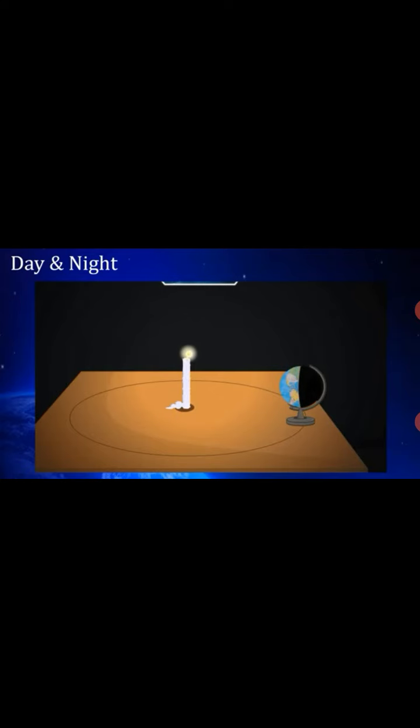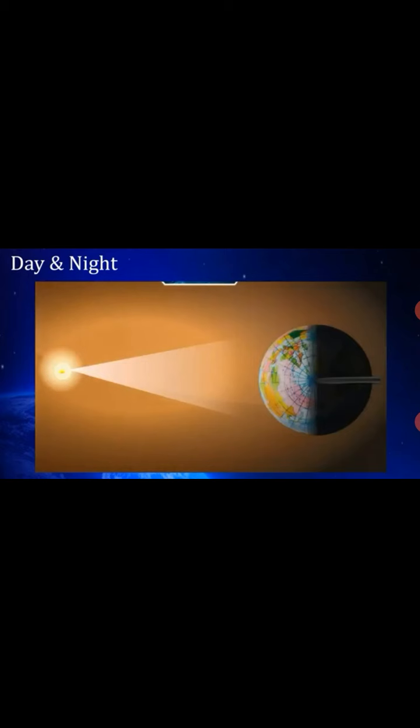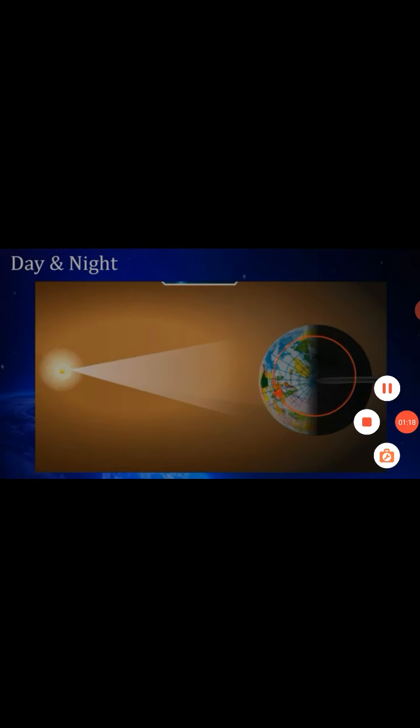As you can see in the video, the Earth turns in an anti-clockwise direction. This is how the Earth rotates, and it rotates from west to east. As the Earth rotates, its different parts come to the light of the Sun. This is how day and night take place. Now students, have you cleared this point? I hope you understand how we get the light from the Sun.